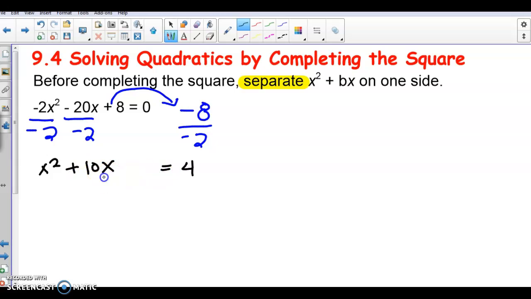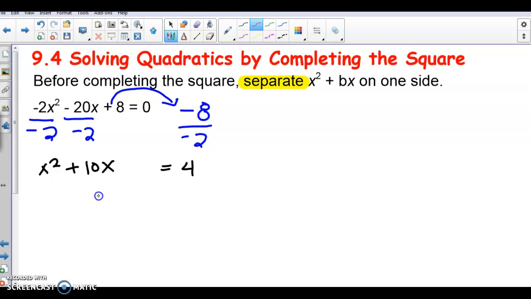Now, is this ready for solving? You have the constant separated, and the a value here is now 1. So now you're ready to complete the square. Remember what I said earlier, you don't have to write the completing the square part. You can just do it in your head.